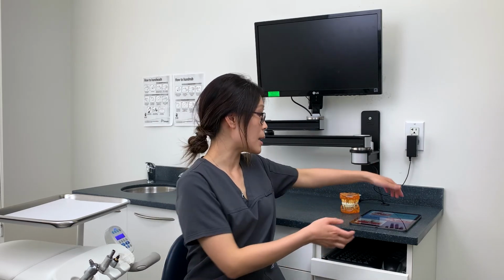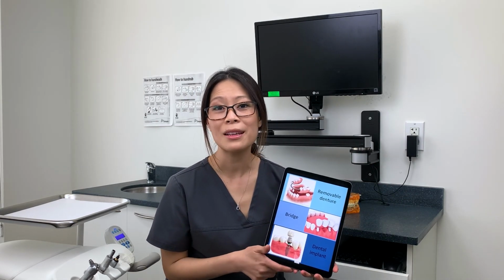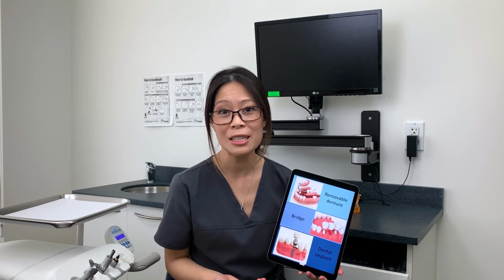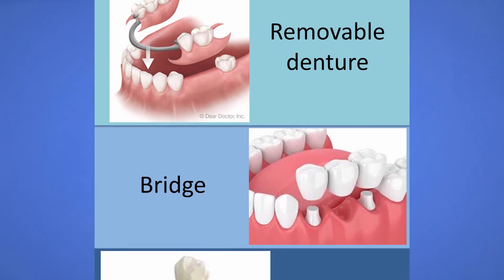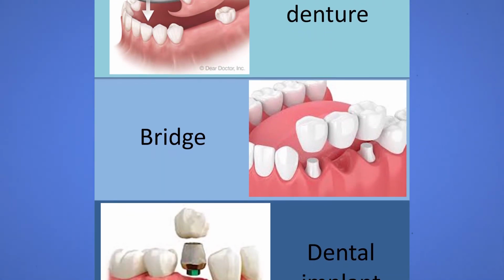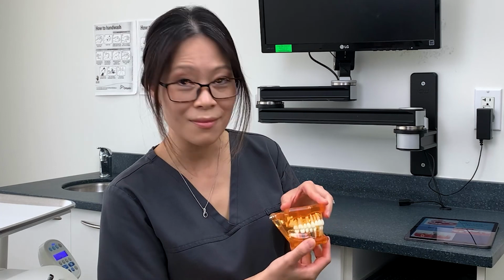When communicating treatment options, it may be useful to have a visual aid. You can put together something as simple as this document to demonstrate the difference between the various treatment options. Here we have a removable denture, a bridge, and a dental implant. Alternatively, you can find models that will demonstrate the same concepts.